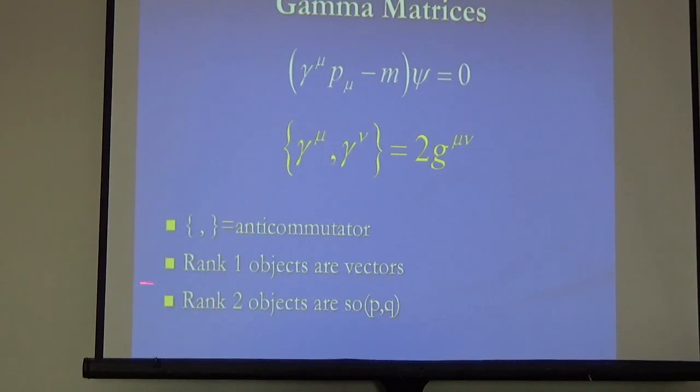The rank 1 objects, because they have these space-time indices, linear combinations of these rank 1 objects, which are just single gammas, are vectors. Interestingly, if you take products of the Clifford algebra elements, the rank 2 objects become the Lie algebra, the infinitesimal Lorentz transformations in those same dimensions.